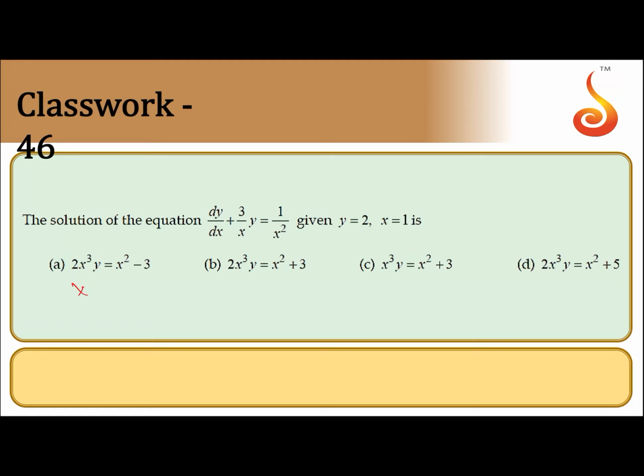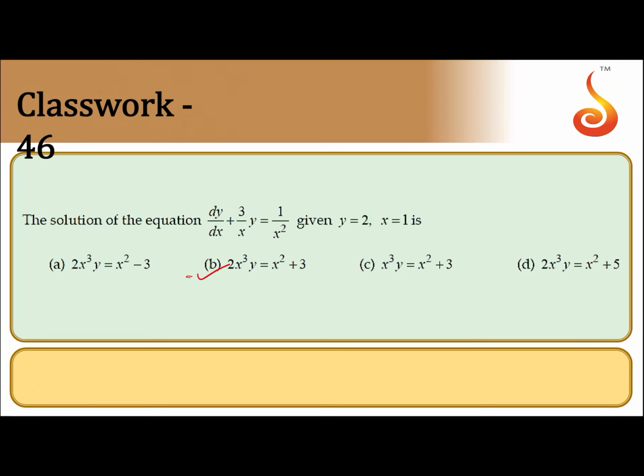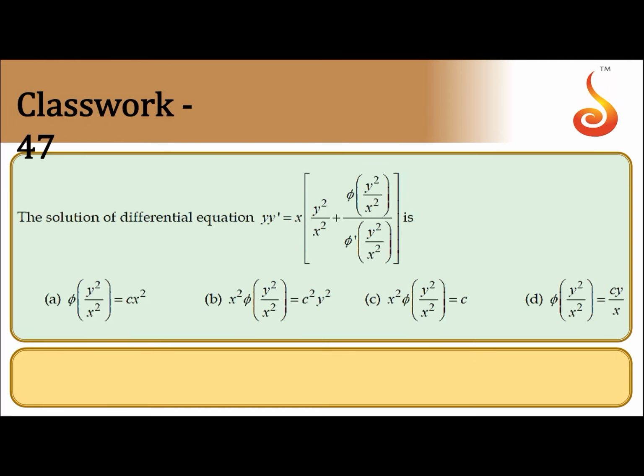First option doesn't satisfy. Second option, when y is equal to 2, 2 twos are 4 equals 4, satisfying the equation. Whereas for the third option, when you take x equals 1, y equals 2, it doesn't satisfy. And here also, it doesn't satisfy. So the answer is option B. Therefore, given the condition that the curve passes through x equals 1, y equals 2, it satisfies the given equation. Therefore, the answer is B.